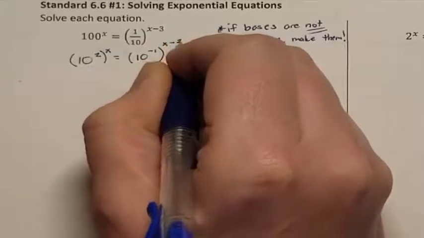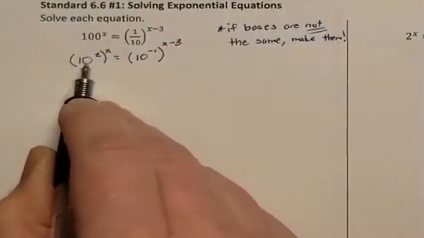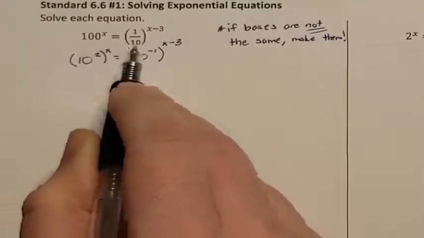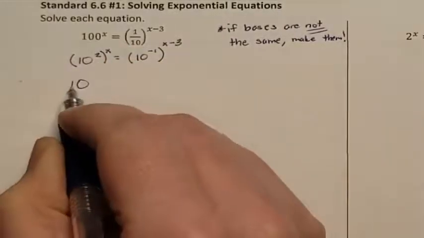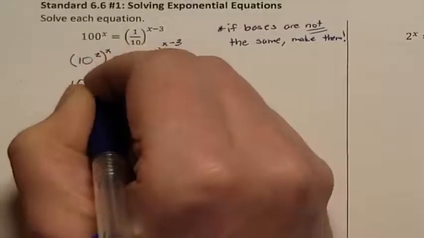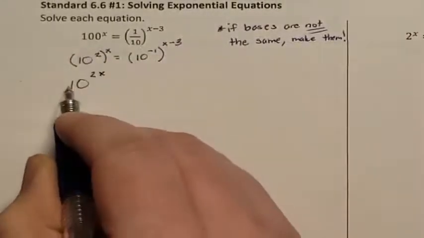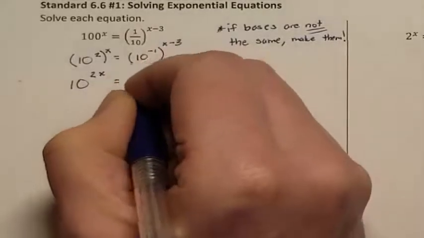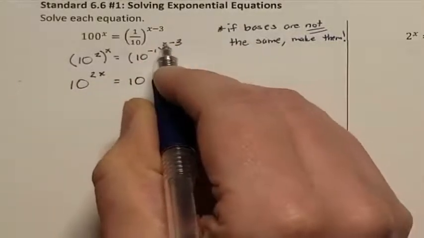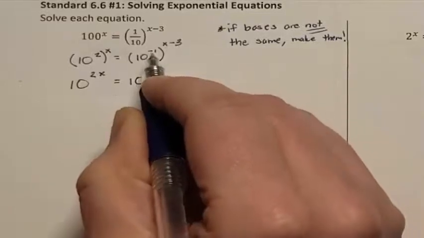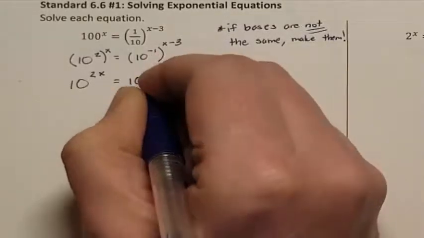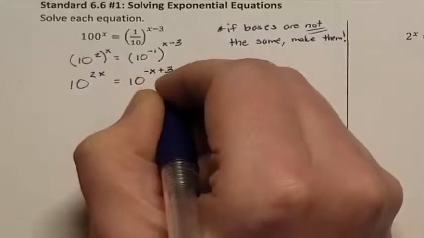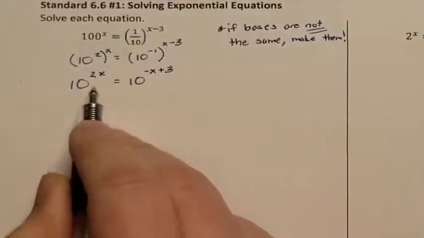I can rewrite 1 over 10 as 10 to the negative 1 power, and that was originally to the exponent of x minus 3. So now I see I have exponents being multiplied to each other, so I need to continue and simplify. So this is 10 to the 2 times x, which is 2x. So my left side is 10 to the 2x power. What about my right side? This entire exponent needs to be multiplied by negative 1. So the x gets multiplied, so that's a negative x, and the negative 3 gets multiplied, so that's a positive 3. Now I see I have same base 10s.